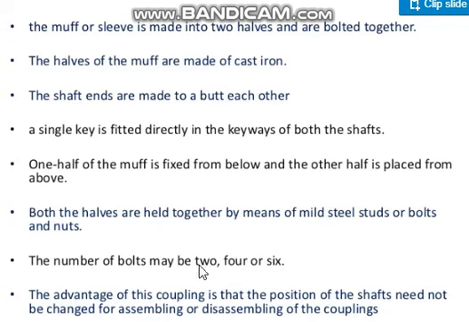It depends upon how much torque is being transmitted and what the diameter of the shaft is. Depending upon that, there can be 2, 4, 6, 8 like that. Last time what we saw was 8 in that figure. The advantage of this coupling is that the position of the shafts need not be changed for assembling or disassembling the couplings. Position need not be changed means you need not move the shafts.